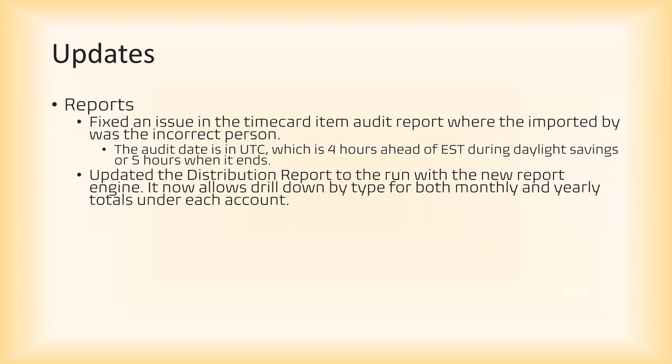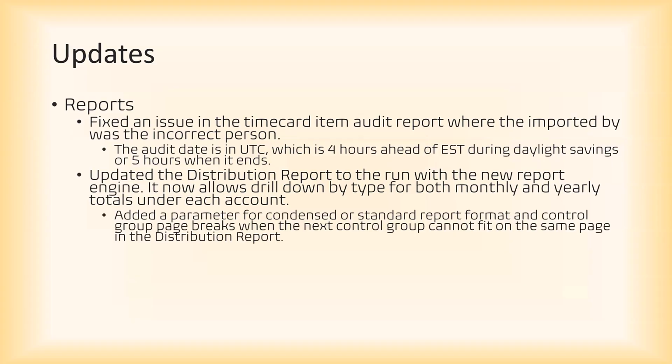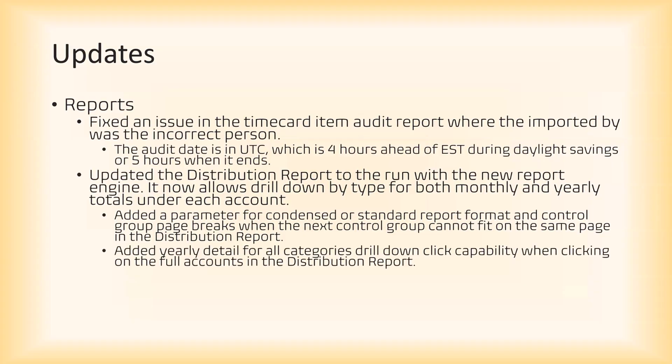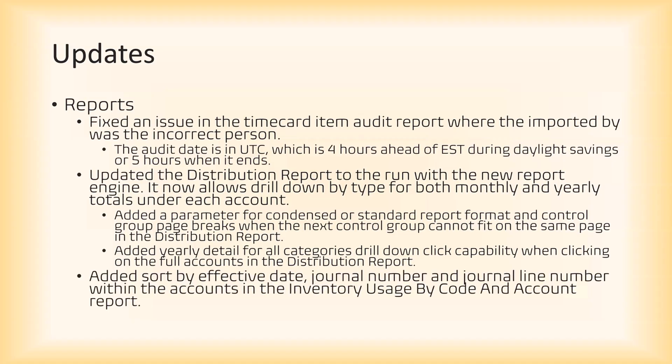We updated the distribution report to run with the new report engine. It now allows drill down by type for both monthly and yearly totals under each account. We added a parameter for condensed or standard report format and control group page breaks when the next control group cannot fit on the same page in the distribution report. Added yearly detail for all categories, drill down. You have drill down and click capability when clicking on the full accounts in the distribution report.